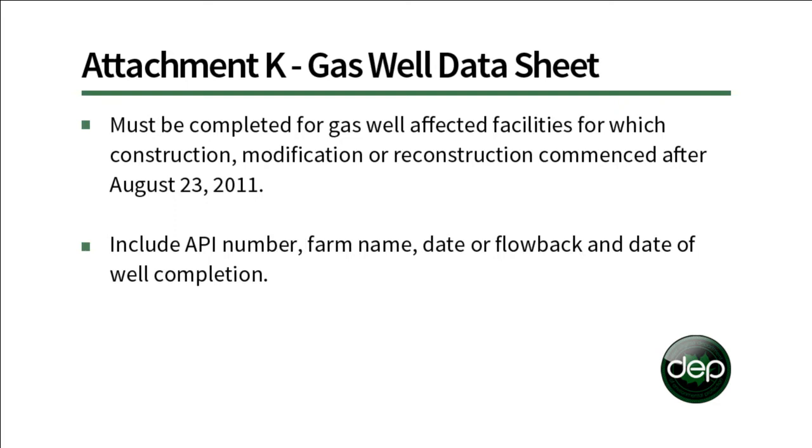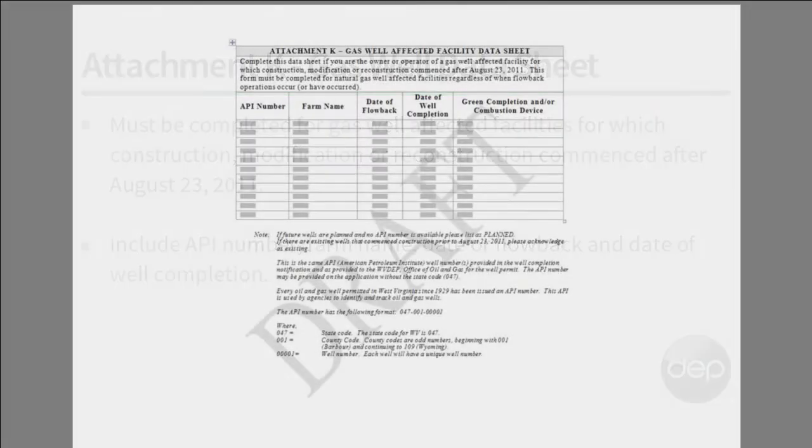What we're asking you to do, if you look at page 14, is include the API number of the well. If there is no API number because it's a planned well, indicate that it's a planned well, planned. The farm name that's associated with the well, the date of the flowback, the date of the well completion, and whether or not it's a green completion and/or a combustion device that's being utilized.